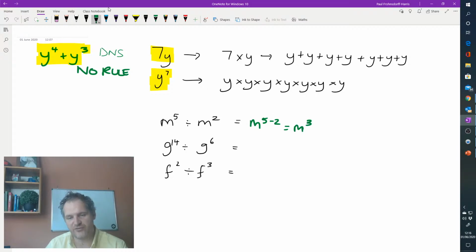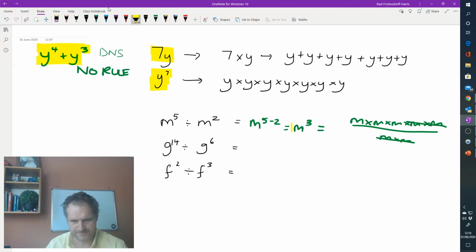But my reasoning is because that's m times m times m times m times m, all divided by m times m. So I'm going to cross 2 of those out with 2 of those. So the answer is m to the power 3. Remember, I hate the word answer. I'm going to correct myself and say, so the simplified version is m to the power 3.